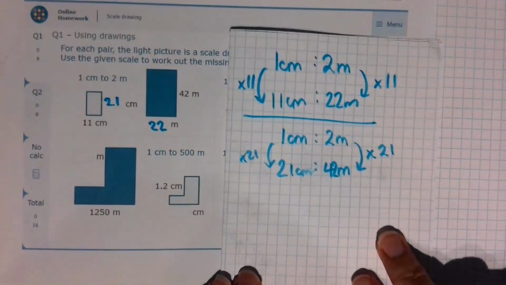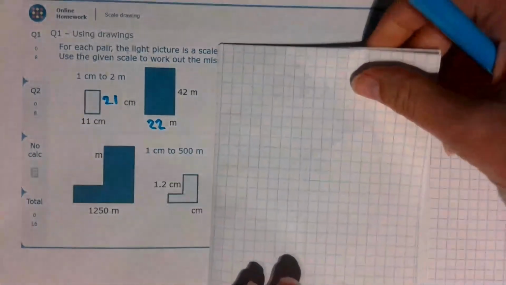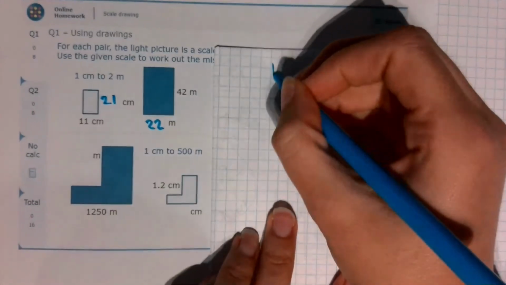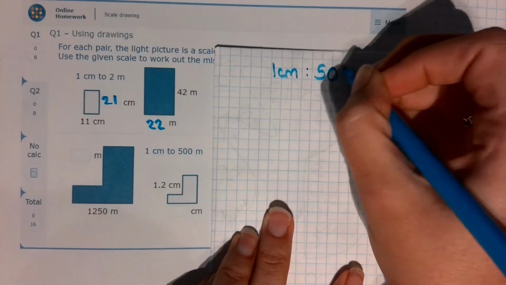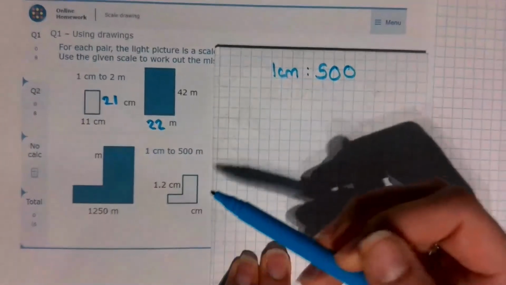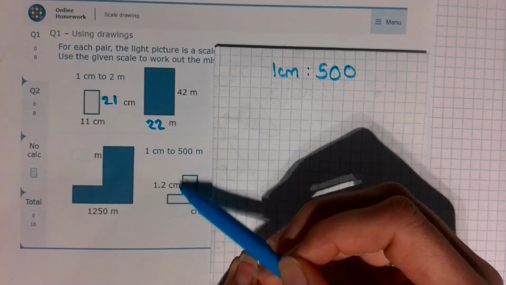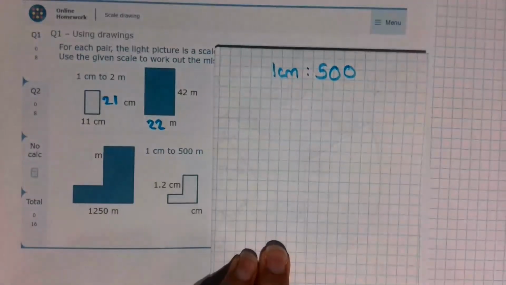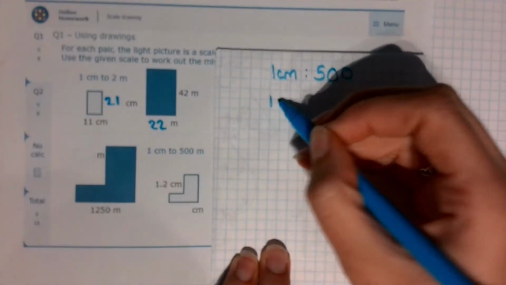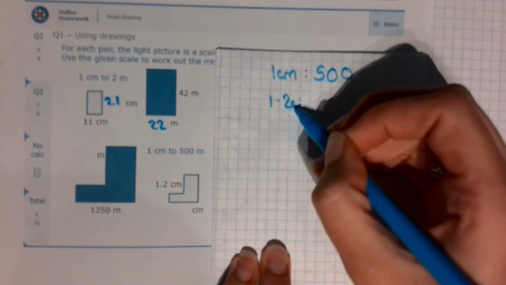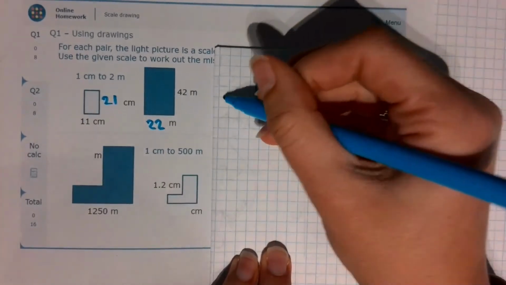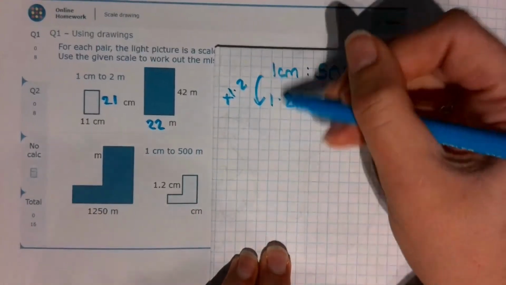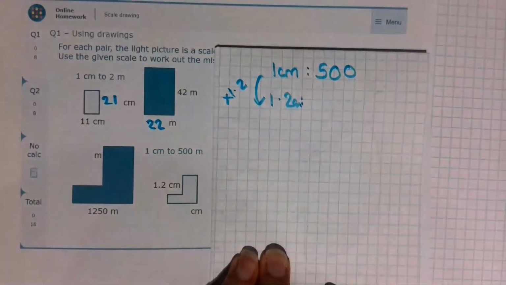Looking at the second question down here, 1 centimetre to 500 metres. Again, first thing I'm going to do is write the ratio. I am told that this side here is 1.2 centimetres on the small shape. What have I multiplied by? Well, I must have multiplied by 1.2, because anything times by 1 is itself. So that must be 1.2.